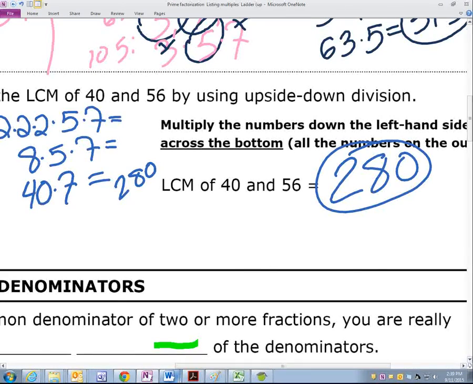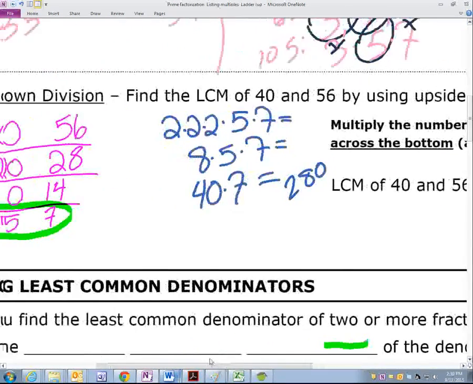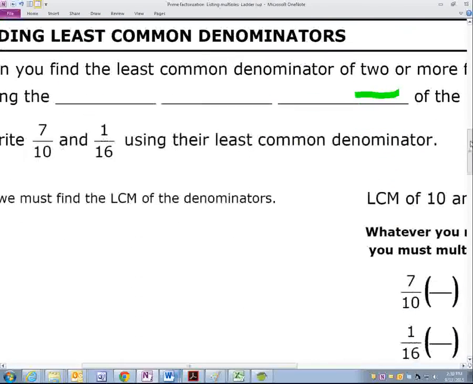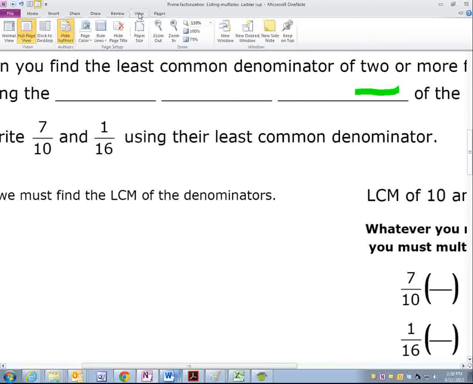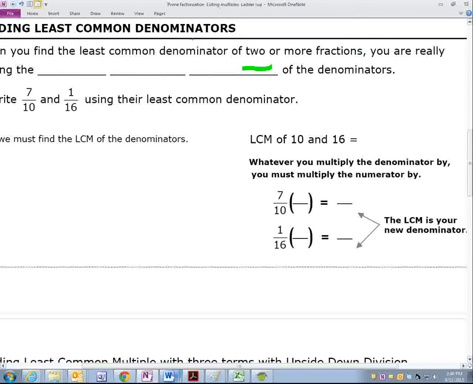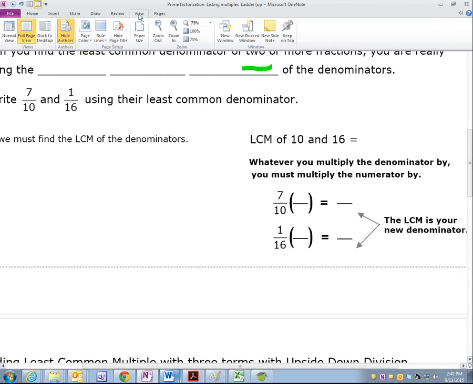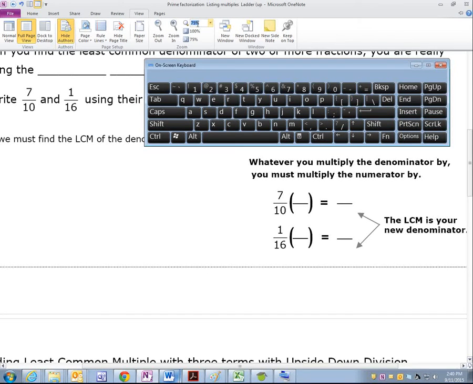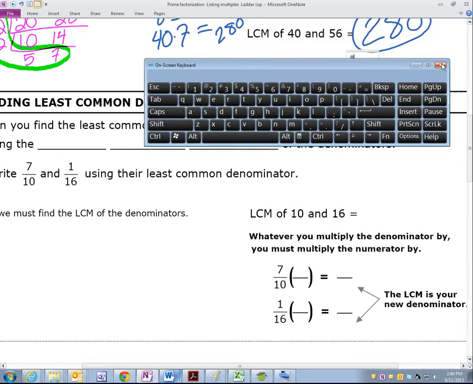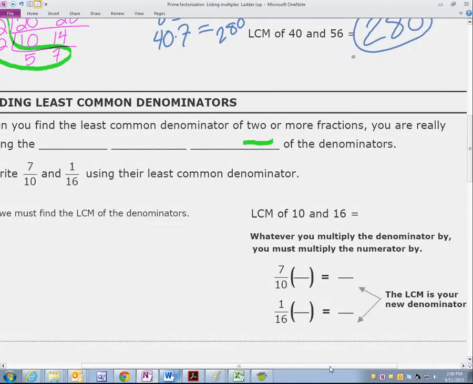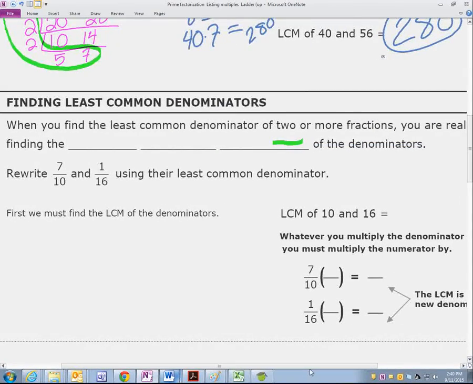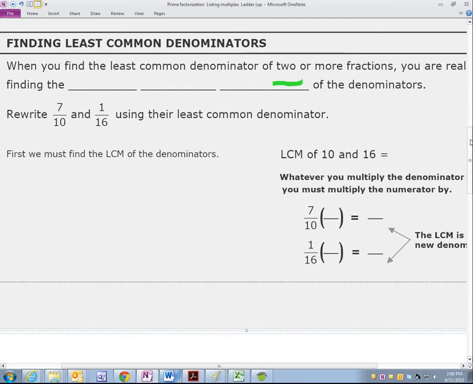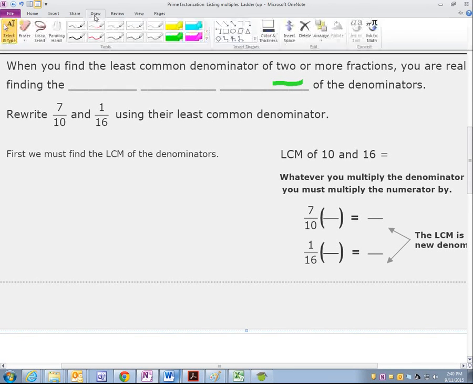Oh, those are all 3 methods. Look at all the examples. So when you find the least common multiple, when you find the least common denominator, you're actually really finding the least common multiple.